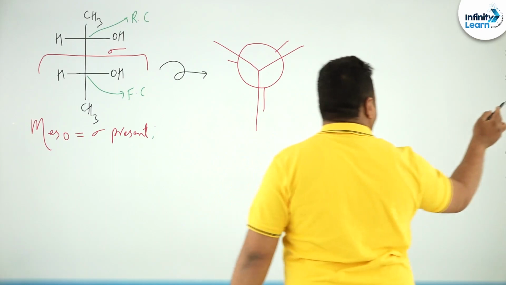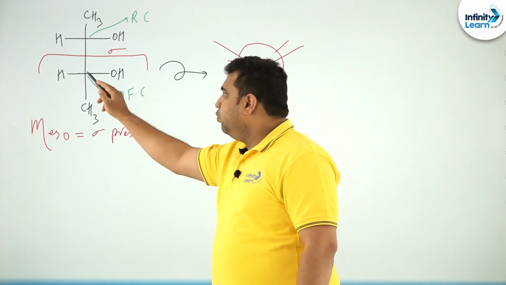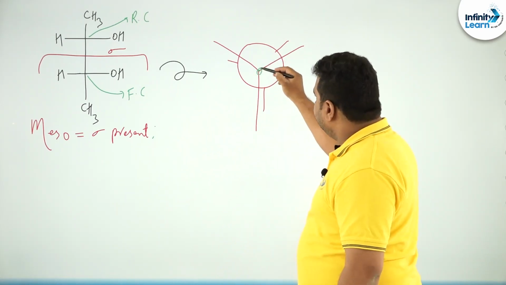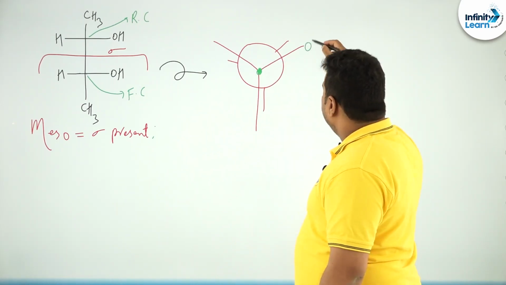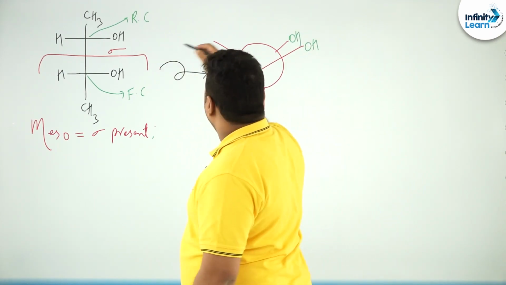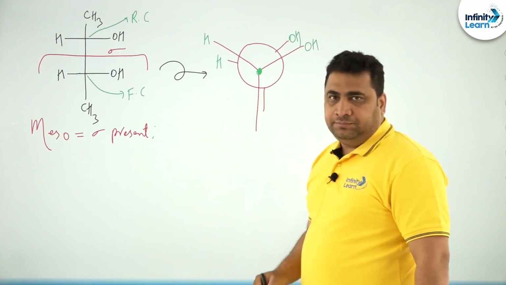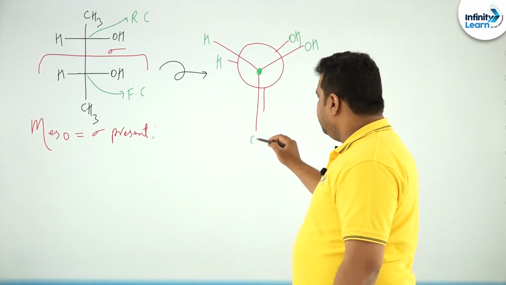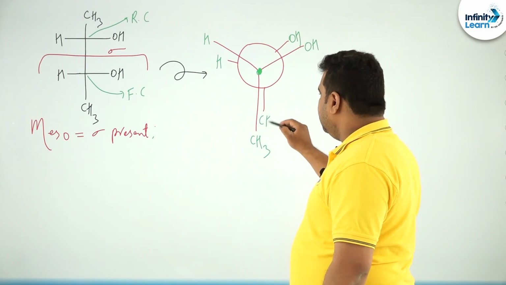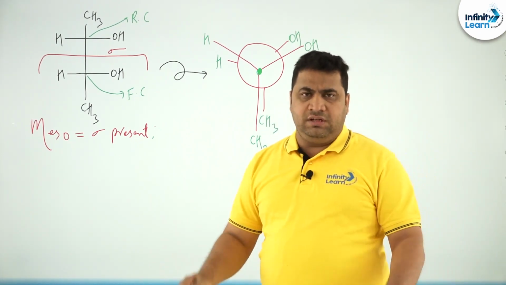Now, dear students, who is on the front carbon, who is on the right side? OH. So this is the front carbon, and the right side is OH. OH on the back side. On the rear carbon, the left side is H, and the back side is H. And this is methyl, and the back side is methyl. This is the fundamental structure or conversion I have done.